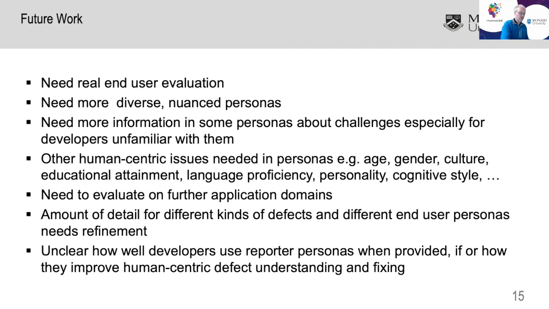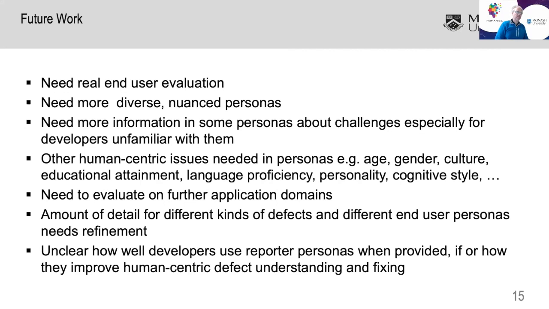Ultimately, we need a real end-user evaluation. Again, we didn't have ready access to the end users that we needed. Some of the classmates turned out to have some challenges, for example, color blindness and different cognitive styles, but we need a more diverse range of personas, a more diverse range of applications to try out our defect reporting forms on, and a more diverse range of developers as well. Some personas need much more information about them in order for developers to understand the challenges that diverse end users have than others, particularly those that developers are not familiar with or where they don't have those challenges themselves.